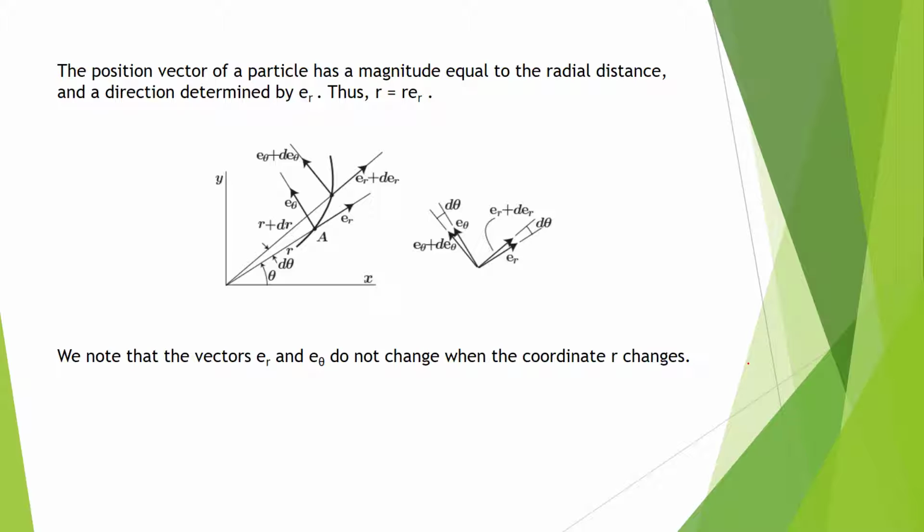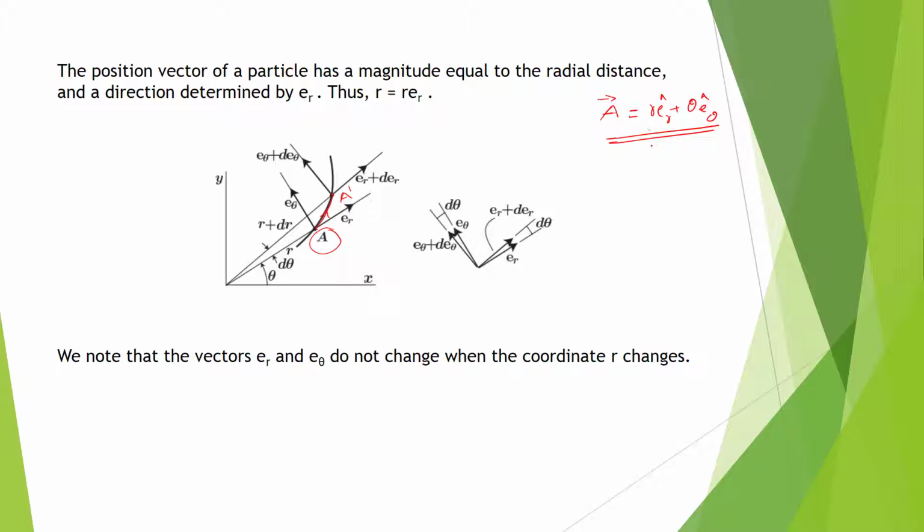Here I have moved this point A from here to A dash. This was the old point, this was the new point. So I have moved this from here to here, that was the path followed. Here the position vector of a particle has a magnitude equal to the radial distance and a direction determined by ER. This is the continuation from the previous slide. So A can be written as the vector A. Since it exists in a two-dimensional plane, we can describe this point A as R ER cap plus theta E theta cap. So that is the definition.